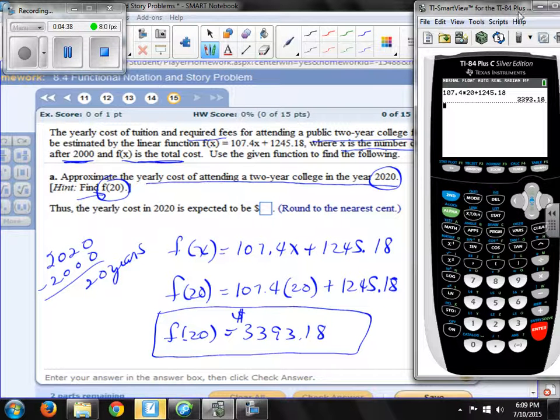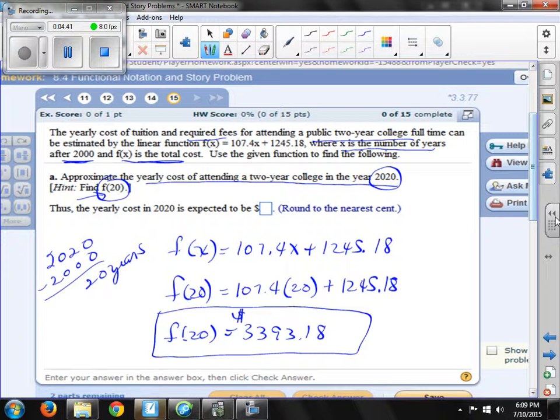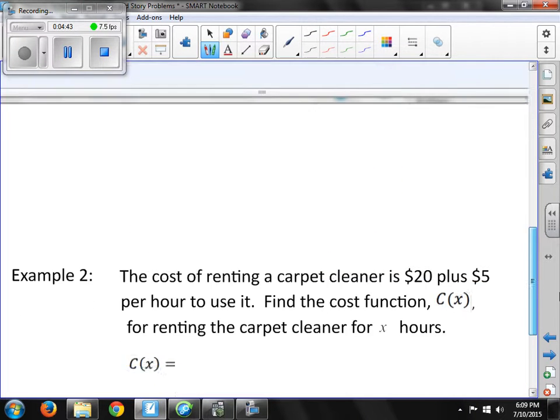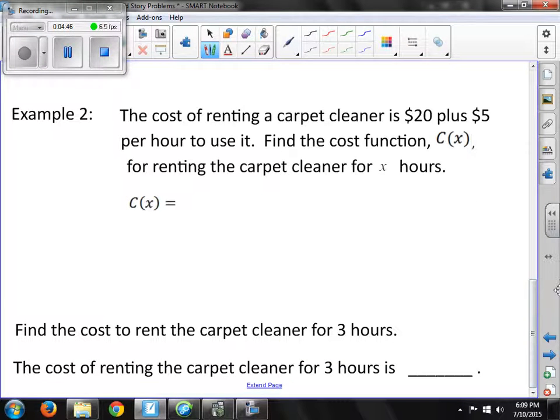Let's go on to our second example. The cost of renting a carpet cleaner is $20 plus $5 per hour to use it. Find the cost C of x for renting a carpet cleaner for x hours. So C of x is going to be the fixed cost, the $20 that you have to pay, plus the $5 times each hour you use it. Or C of x is equal to 20 plus 5x.